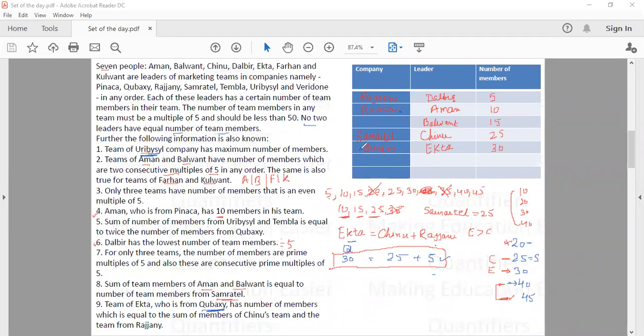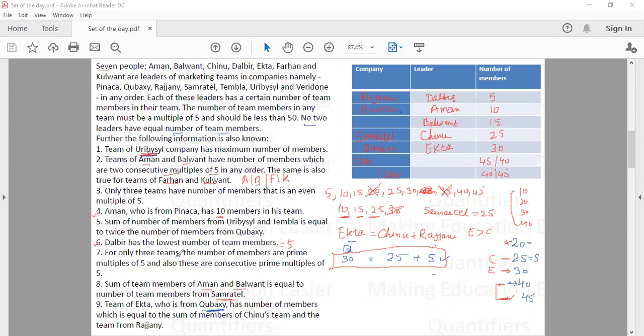Now we know that the maximum members are of Orbisil company. So if the person in the sixth position works for Orbisil company, then there will be 45 members in this team. But if the last person works for the Orbisil company, then this company will have 45 members, and correspondingly the other one will have 40 members.